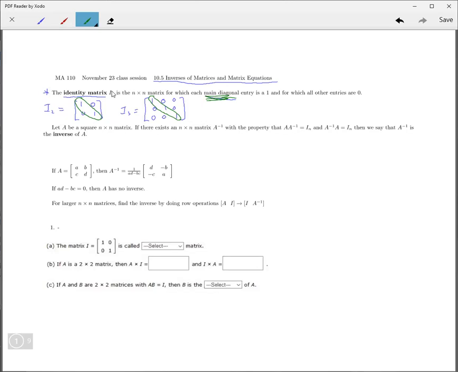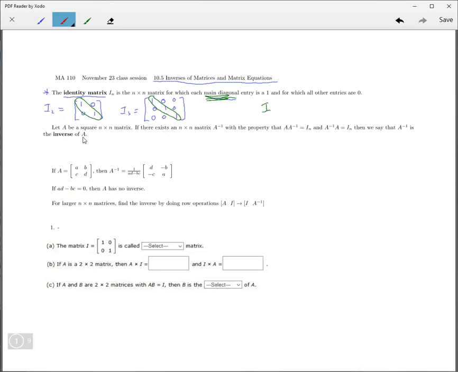Now, usually we say I, not I sub n. We call this the identity matrix I, not I3, not I2. This is only to introduce the topic, saying that there are lots of different identity matrices. It just depends on the size. Now, it has to be a square matrix. Square means it's n by n, the same number of rows as columns.